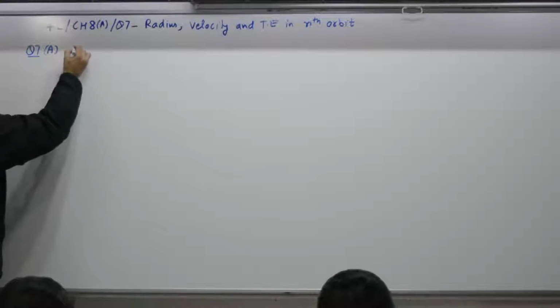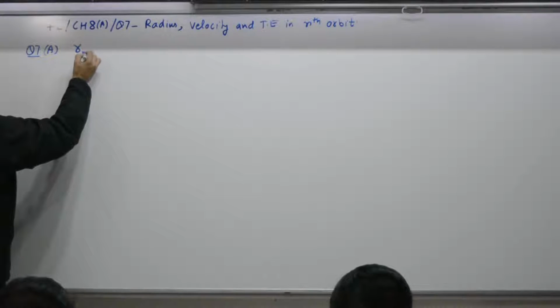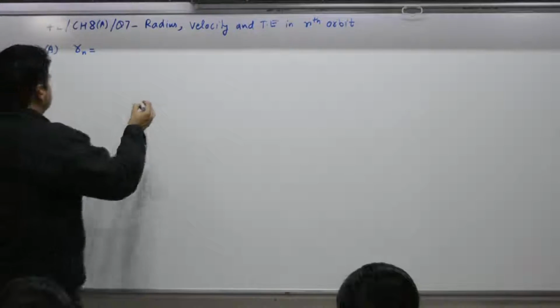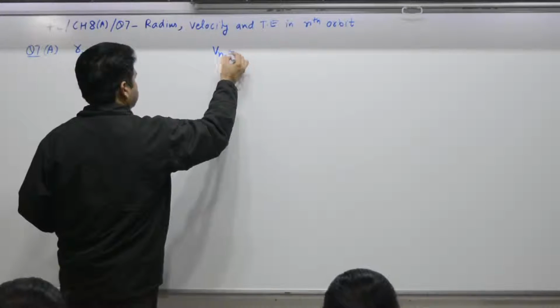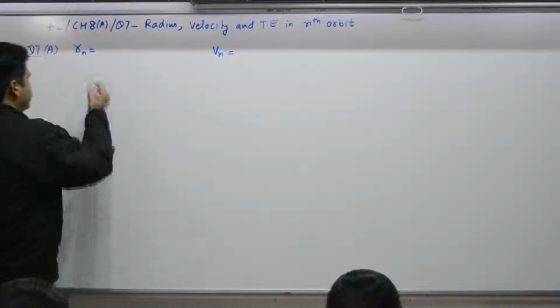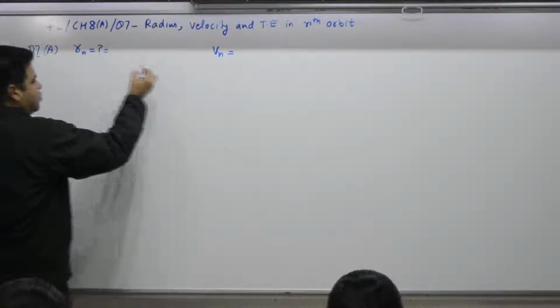Part A deals with the radius of the nth orbit. That is what you need to find out. And velocity, that is speed, in nth orbit. This is what you need to find out. Two minutes to go through.